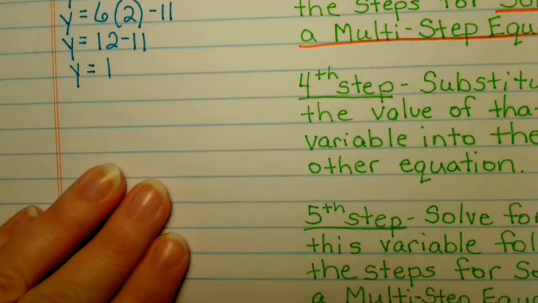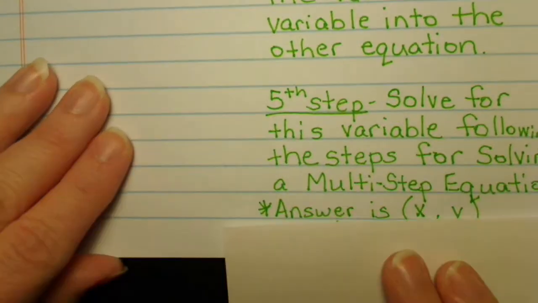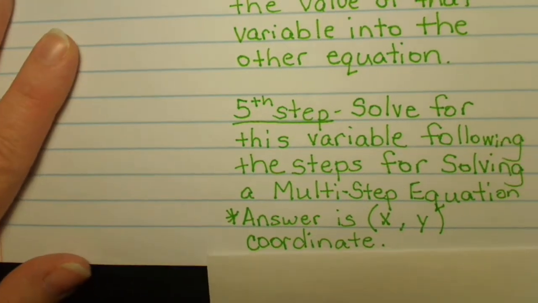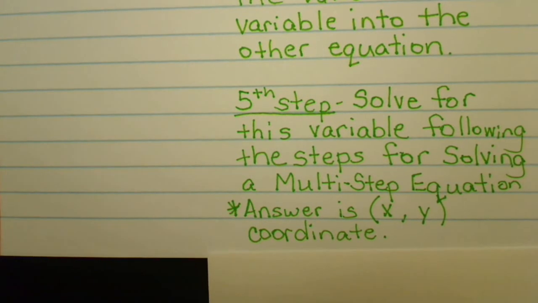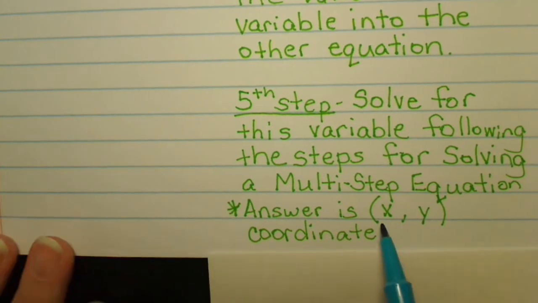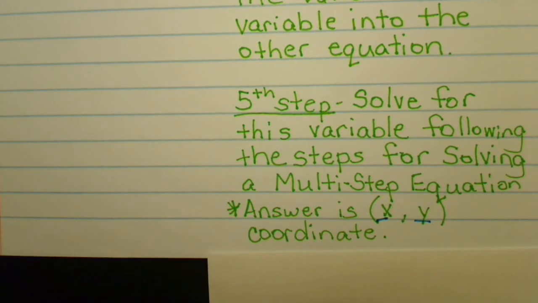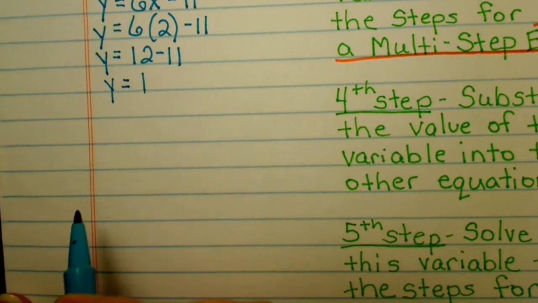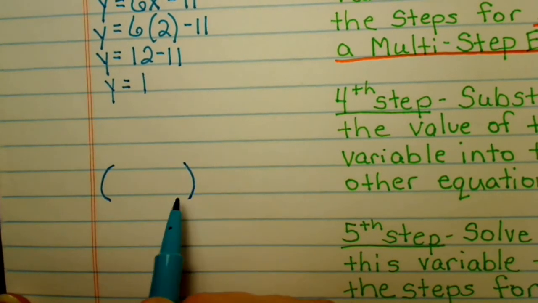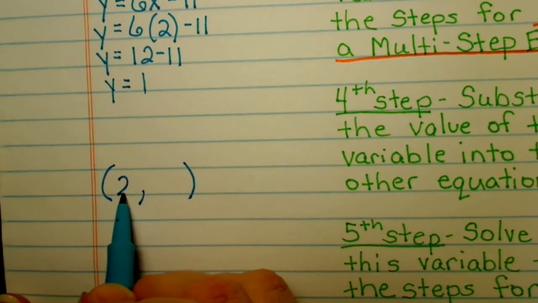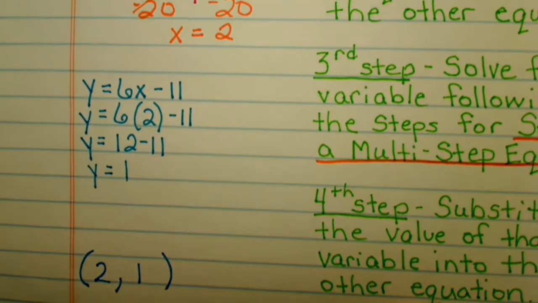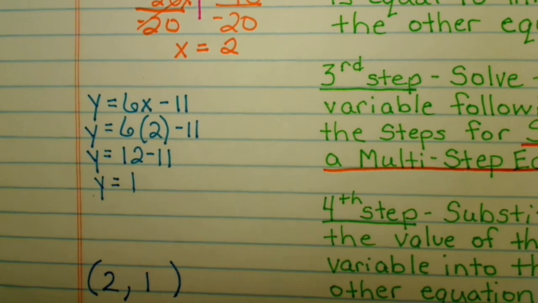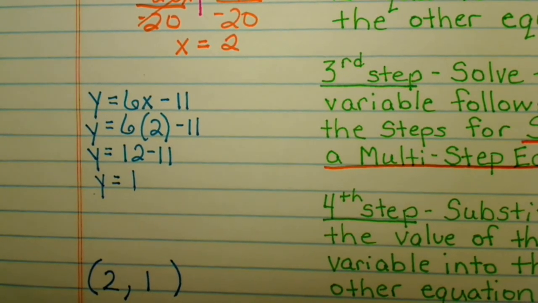And the final part down here, the 5th step, told me to solve for this variable following the steps for solving a multi-step equation. And your answer is going to be the x and y coordinates. So we don't have our final answer down yet. Our final answer is going to be 2, 1. It's going to be your x value and your y value.